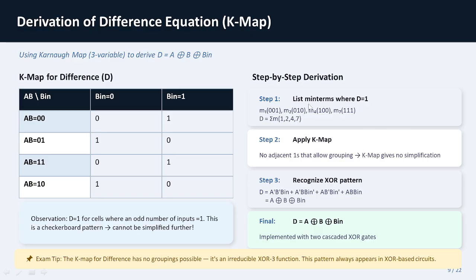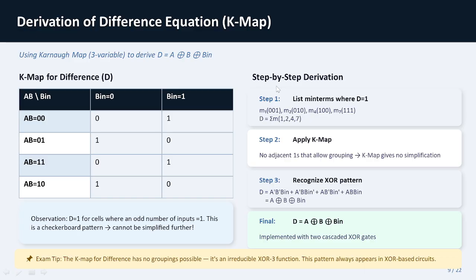So we need to derive this equation when you don't know how to group the adjacent cells, right? If you don't have the option to group adjacent cells, you have what I mentioned, the irreducible function, right? So when you have this type of irreducible function, then you want to write the canonical SOP, okay.